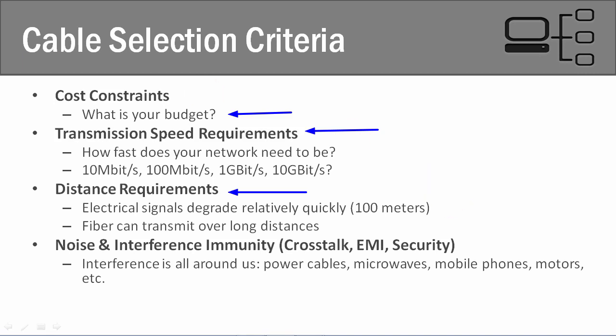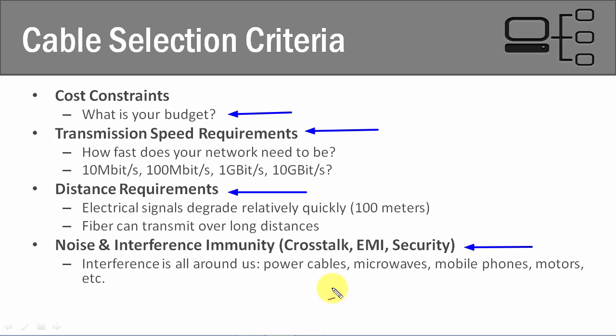And then lastly, your fourth concern is going to be noise and interference immunity. So we have to think about our concerns with crosstalk, EMI, signal emanation, and signal degradation. We need to determine what type of factors our environment deals with, how it affects it, and also our security concerns. We need to consider all those different aspects. When we're talking about interference, I'm talking about power cables, microwaves, cell phones, and even motors, like if you have a generator. So we need to think about all that for crosstalk and EMI.